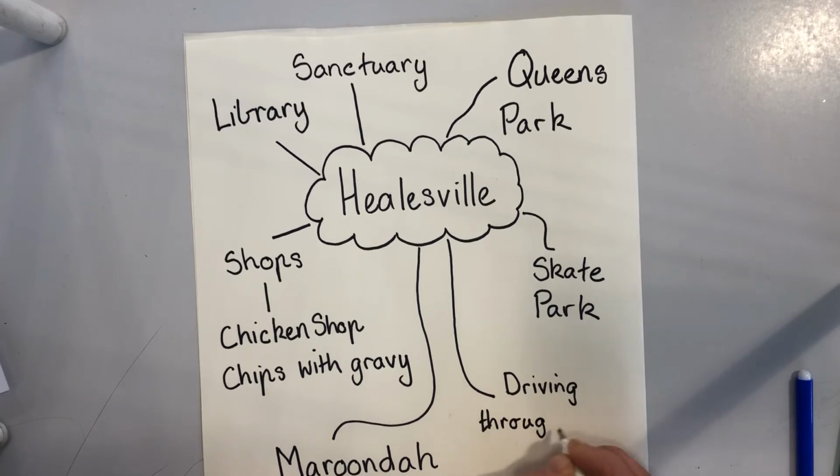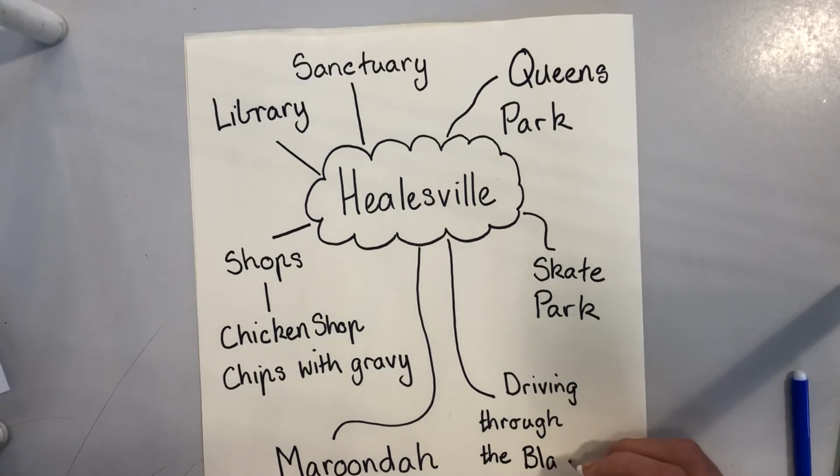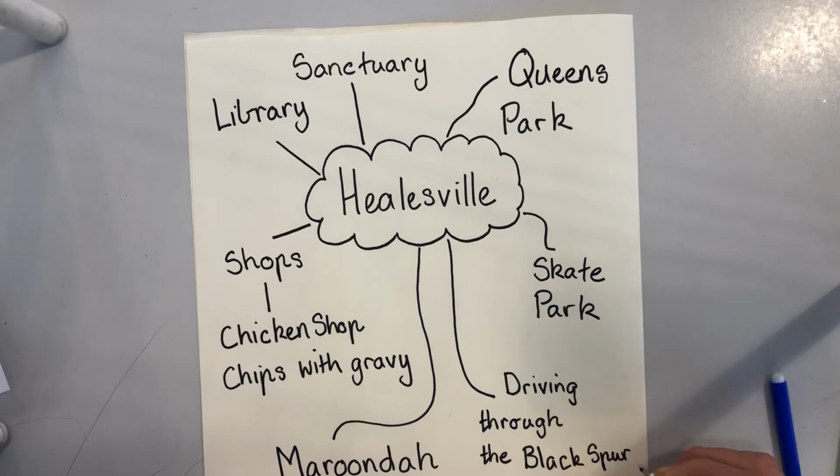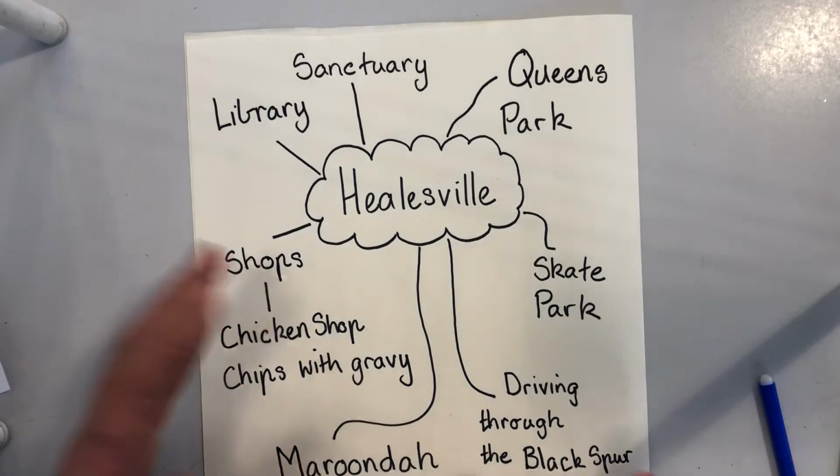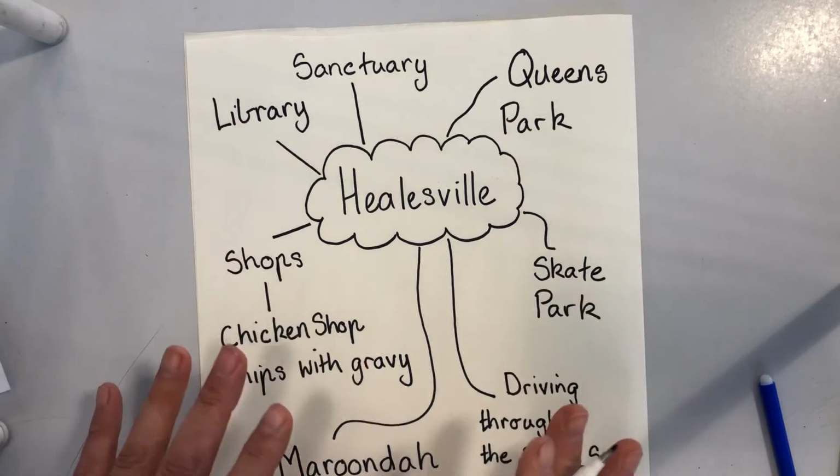So I'm just writing down the Black Spur. My nana and my auntie actually would go on holiday once a year in Marysville, and we'd go up there and meet them there. So there are lots and lots of things that I can include in my brainstorm all about Healesville. Now, as you can see, my mind map is starting to really fill up.